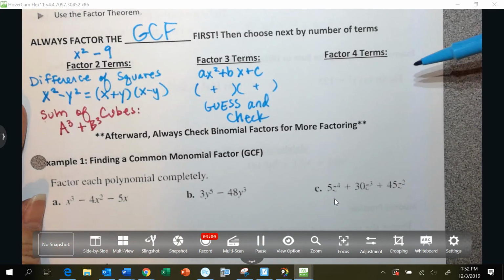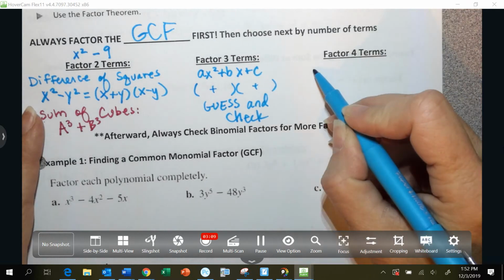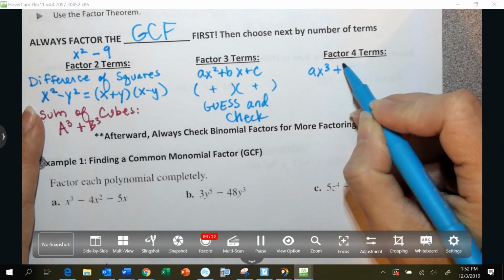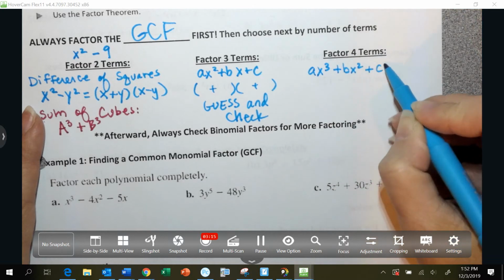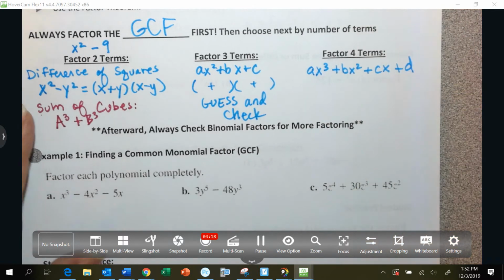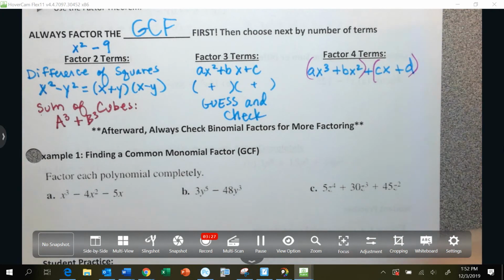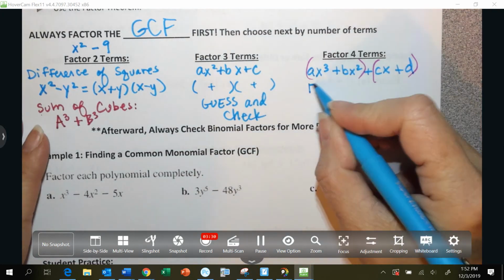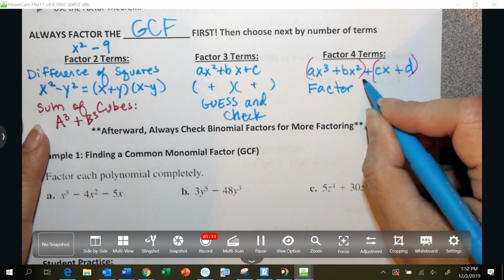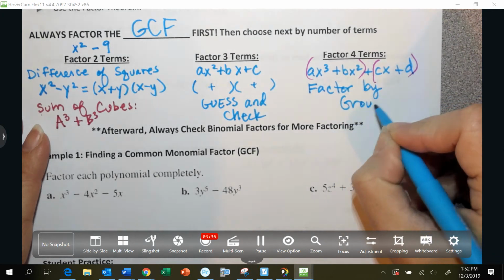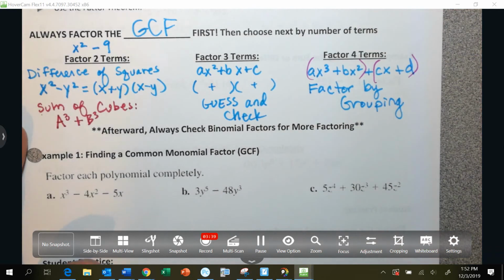Okay, and then factor 4 terms. Do you remember what we do if we have 4 terms? I'll give you an example. It's not got numbers in it, but what do we do when we have 4 terms? Factor by grouping. That's where we're going to put parentheses in there, and we'll start factoring from there.